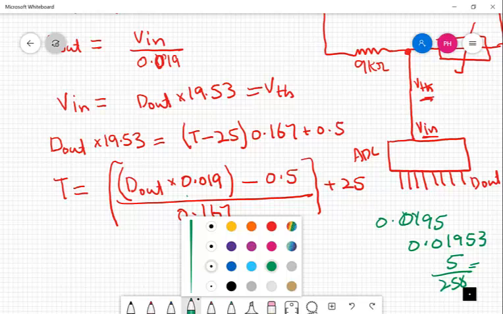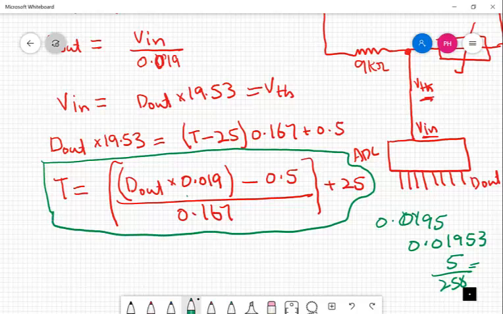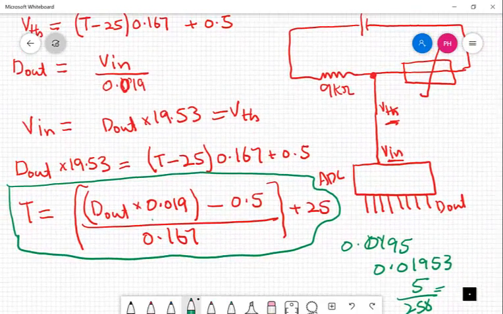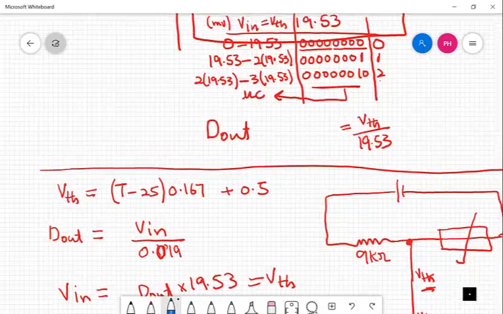Now I think the equation is okay. I will again say this equation actually relates D out, the data out from the ADC, to the actual temperature. And how we have reached this equation, I have already explained.